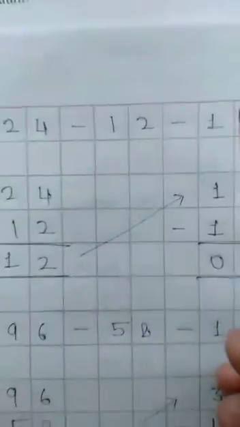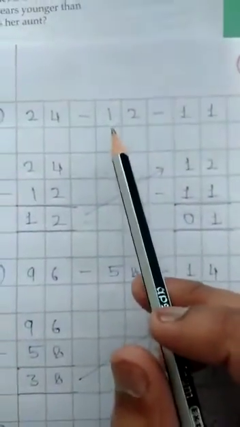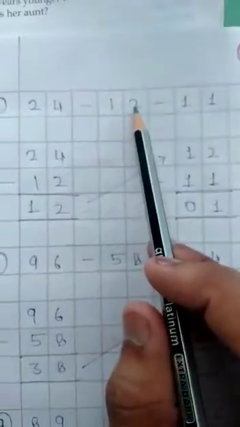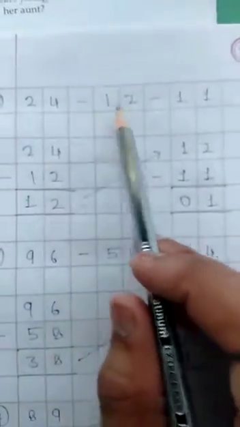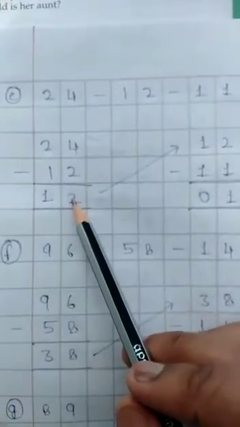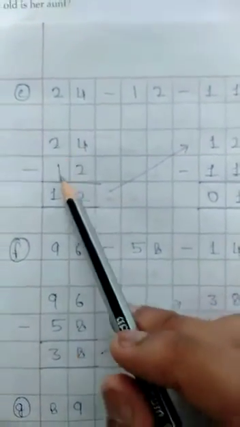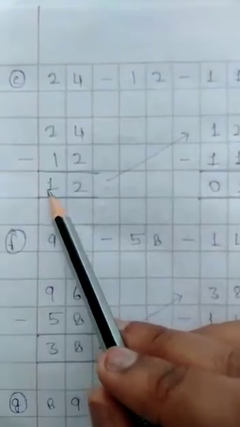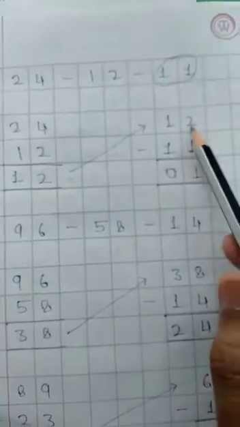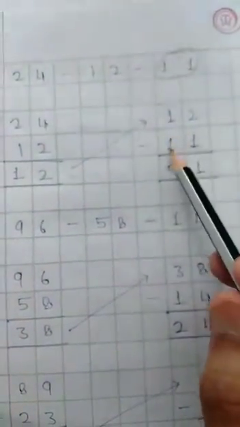Next question number E, 24 minus 12 and minus 11. You can see that. So we will do in two steps. First step, 24 minus 12. So we will write here 24 and then minus 12. So 4 minus 2 is equal to 2. So we will write here 2 in ones place, and 2 minus 1 is equal to 1. So we will write here in tens place. So it is 12. And now we will reduce 11 from 12. So 2 minus 1 is equal to 1 and 1 minus 1 is equal to 0. So we will write here 0.